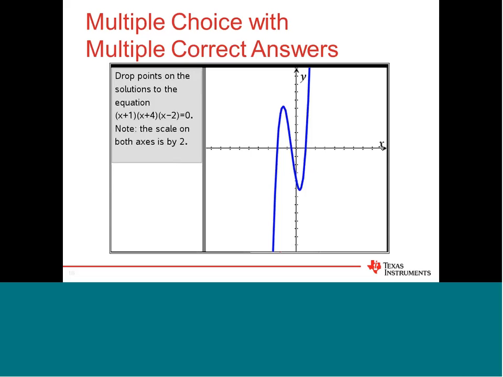There are multiple correct answers to this question. I've set it up so that my students can actually put in all 3 answers. They can drop 3 different points. I could have had them drop 5 different points, but only 3 of them are correct. So that's an option as well, and it allows me to see who's on the right track and who needs more support very quickly just by seeing where the points land on the graph.